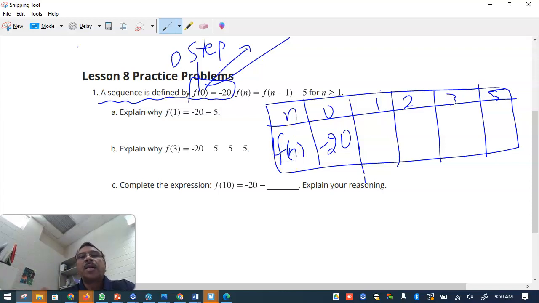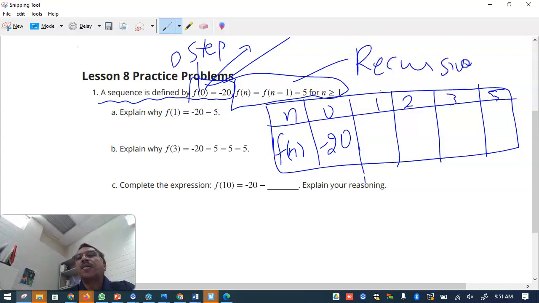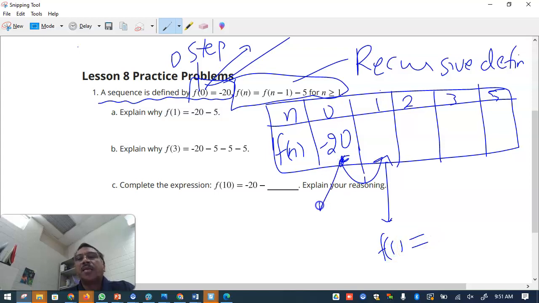And then what does this mean? This is a recursive definition. I like to always repeat the same word: recursive definition means always think of any term. If I want to know the number here, that means f of 1, and that f of 1 is always from the previous one. So this is f of 0, right?